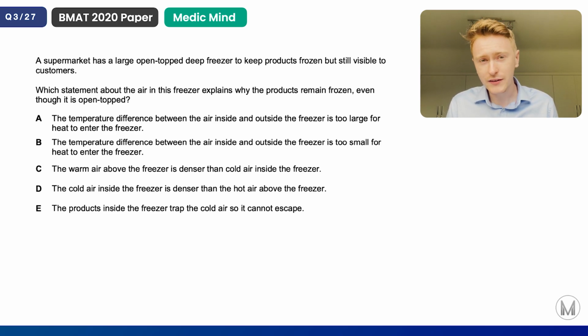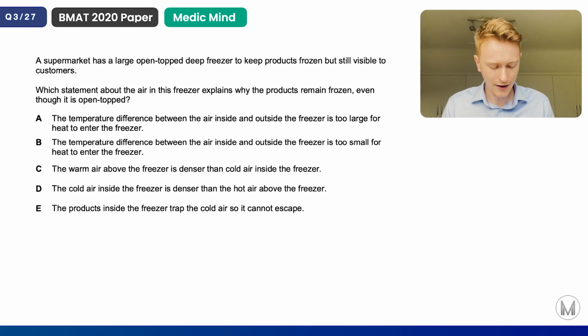We can see that we're discussing a large open-topped freezer and the reason why the contents remain frozen even when it is open-topped. Now, the basic idea behind this is that colder air is a bit more dense, and that's because the particles don't have as much thermal energy and therefore are a bit closer together, a bit more packed in, and that essentially increases their density.